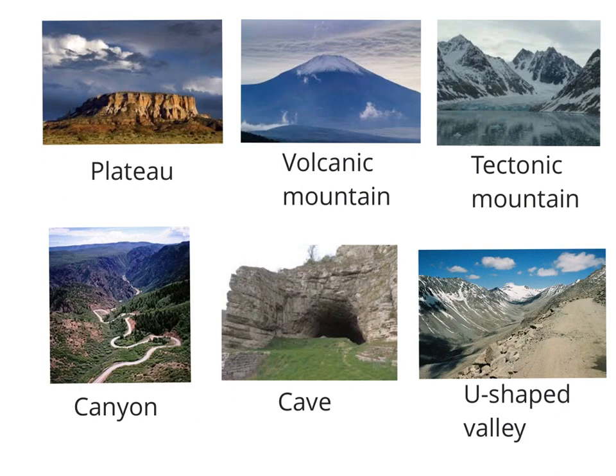There's lots of examples of landforms. Here are some of the ones that you should probably know about. Plateaus, a couple different kinds of mountains, volcanic and tectonic mountains, canyons and caves, valleys, especially a kind of valley called a U-shaped valley because of the way it looks.